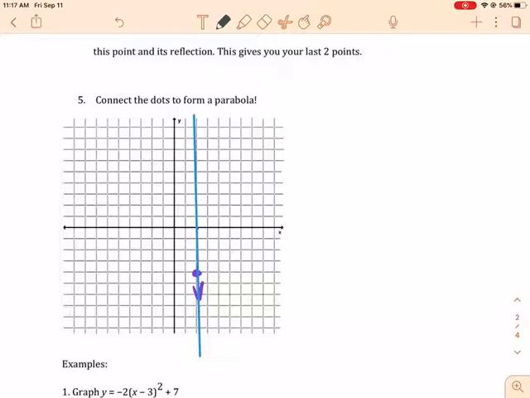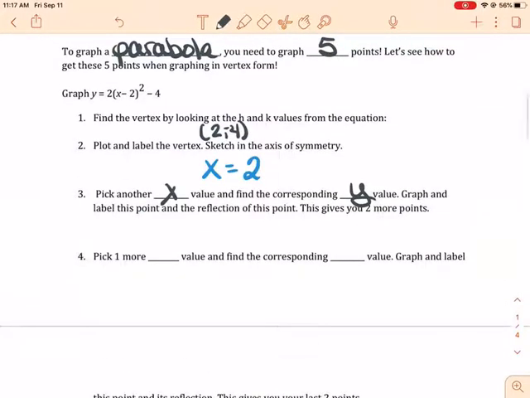You can also pick 0. You can also pick 3. You can pick 4. You can pick negative 10 million, but keep in mind you're going to have to graph it. So I'm going to try and pick points that are on either side of our axis of symmetry and our vertex. So I'm going to pick 1. So I'm going to go x equals 1, and I'm going to put it into the equation.